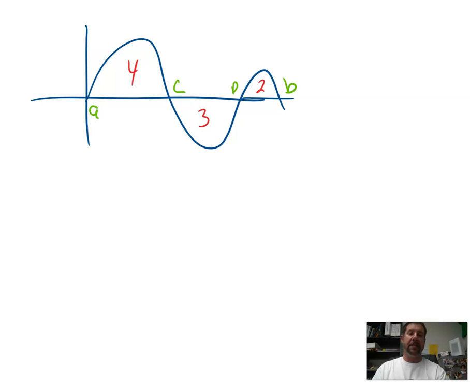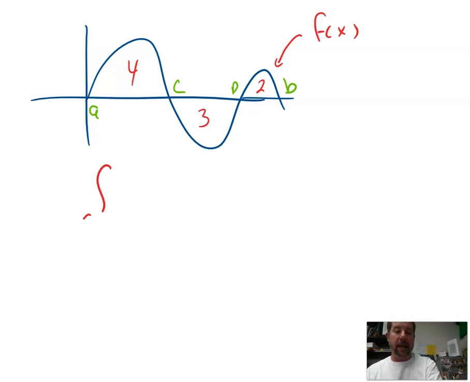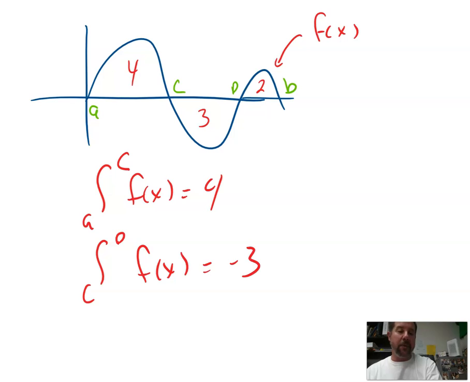Okay, now another important piece is when we're talking about the area under the curve of some function f of x. When f of x is above the x-axis, that area is considered positive. When f of x is below the x-axis, that area is considered negative. So if I were to look at the integral from a to c of f of x, that would be a positive 4. If I were to look at the integral from c to d of f of x, that area would be negative 3 because it's below the x-axis.